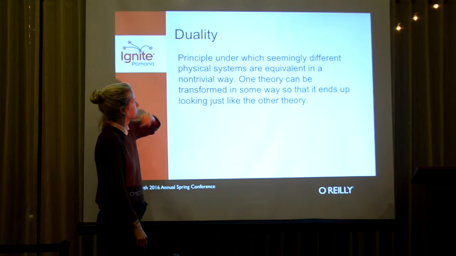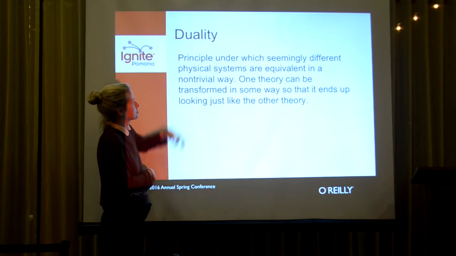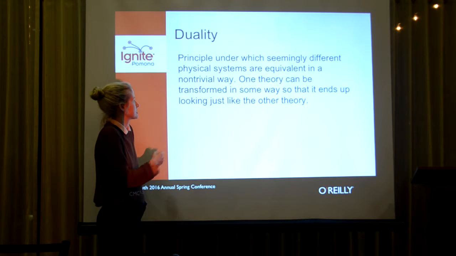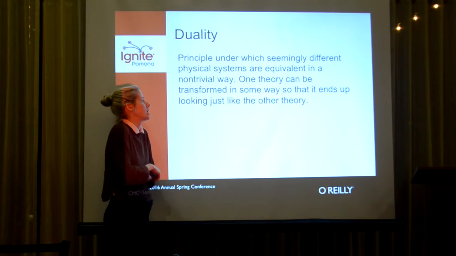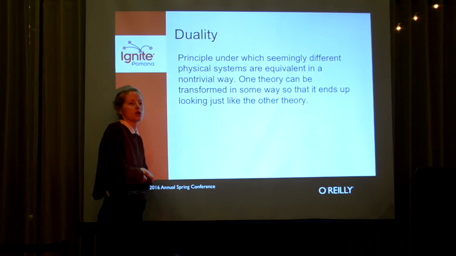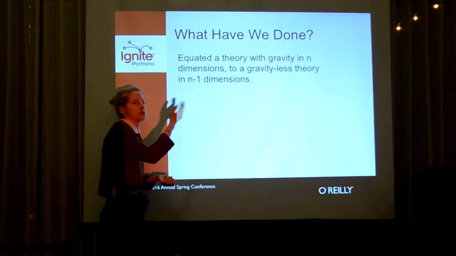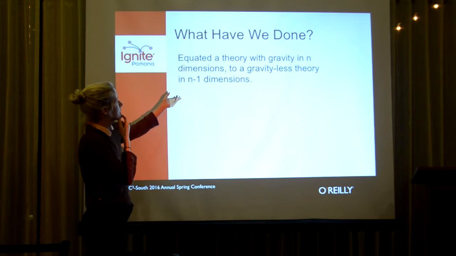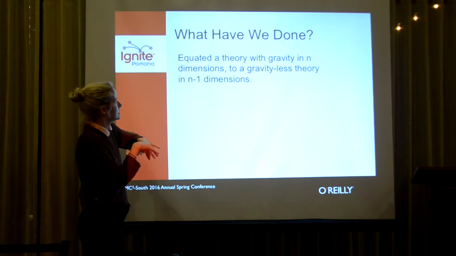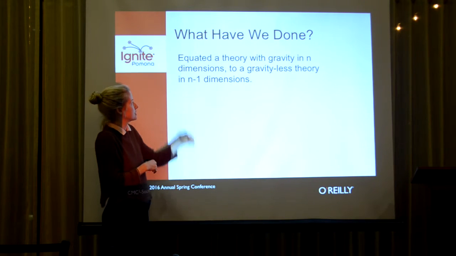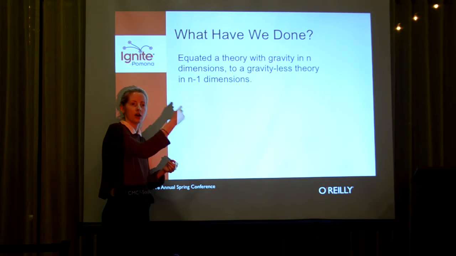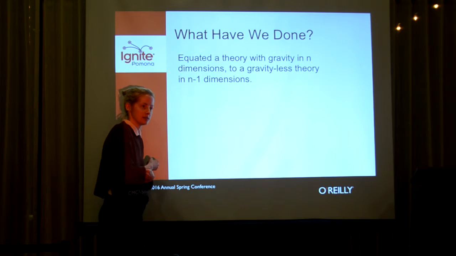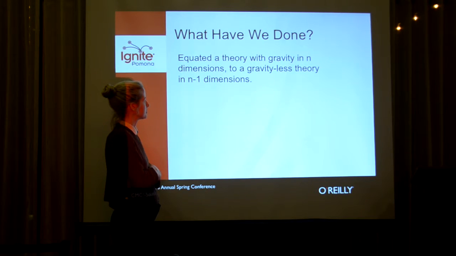So what is a duality? Again, it's this principle where two seemingly different physical systems could be equivalent in a non-trivial way. You do the transformation, and somehow the two theories look the same. That's how they're going from AdS space to a conformal field theory. So what have we done? It's crazy. You've equated a theory with gravity in n dimensions to a gravityless theory in n-1 dimensions. That's that notion on the boundary. Right? Stokes goes from a closed contour to an area. So this n-1, n kind of thing.